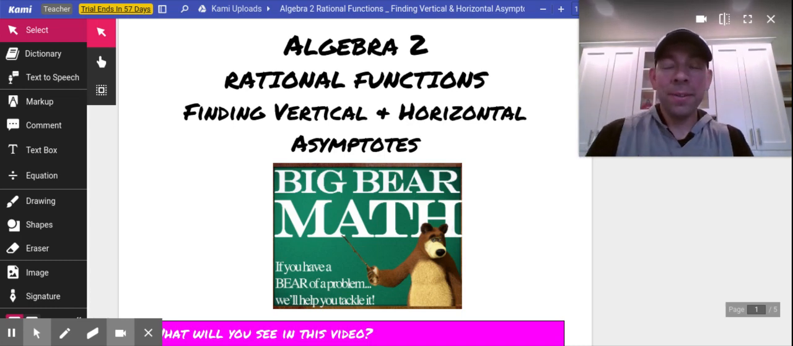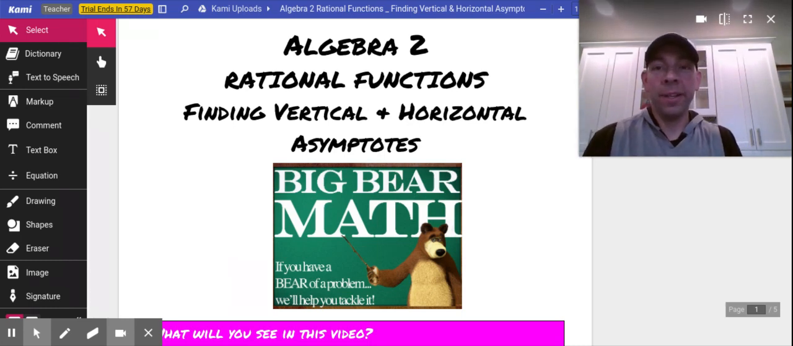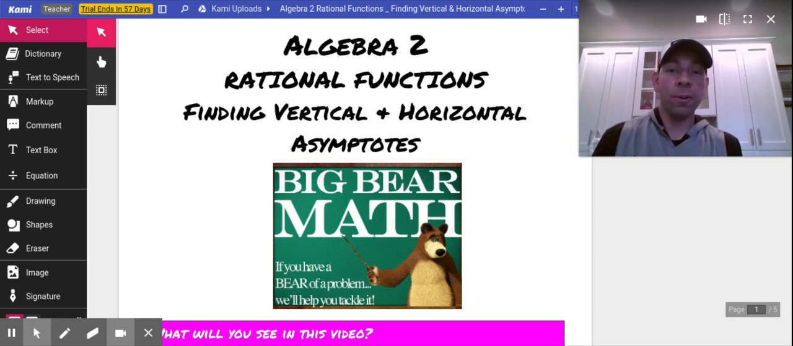Hey guys, welcome back to our third lesson related to rational functions. And today we're going to focus on finding vertical and horizontal asymptotes, mostly analytically. We're going to be given an equation of the rational function, and by manipulating that equation, we're going to try to identify the equations or the locations of all vertical and horizontal asymptotes.